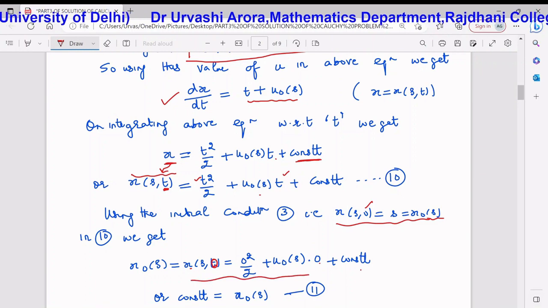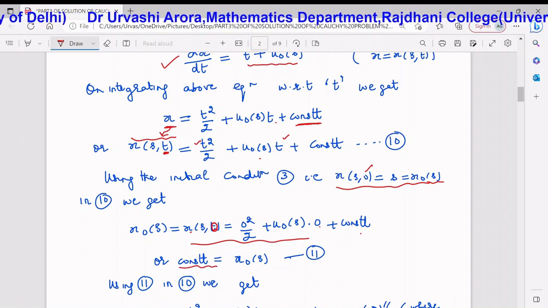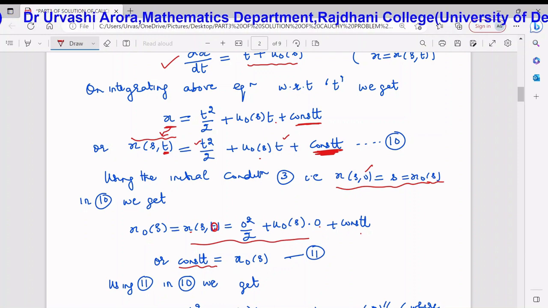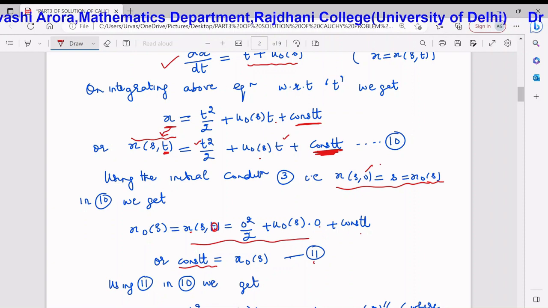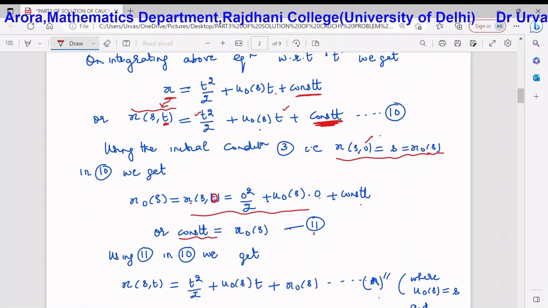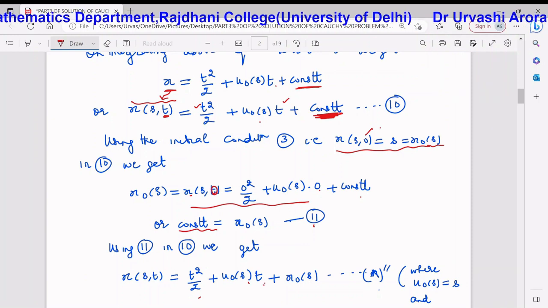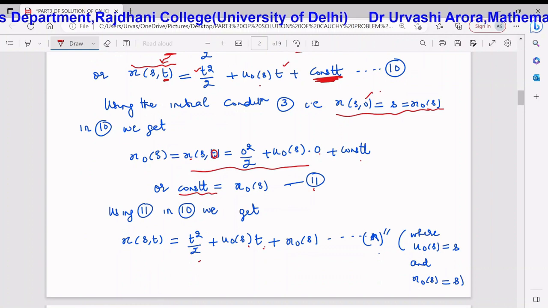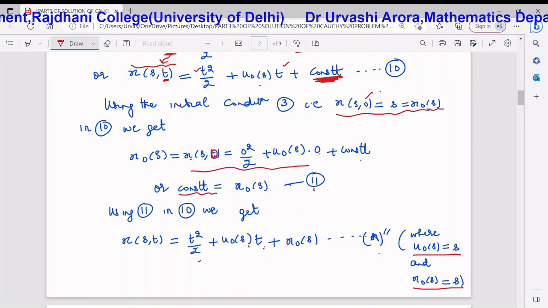So the value of the arbitrary constant comes out to be x naught s, and now substituting the value of the constant from 11 in 10, we get the value of x(s,t). x(s,t) comes out to be t square by 2 plus u naught s t plus the arbitrary constant x naught s, where we know that u naught s stands for s in this question and x naught s stands for s in this question.